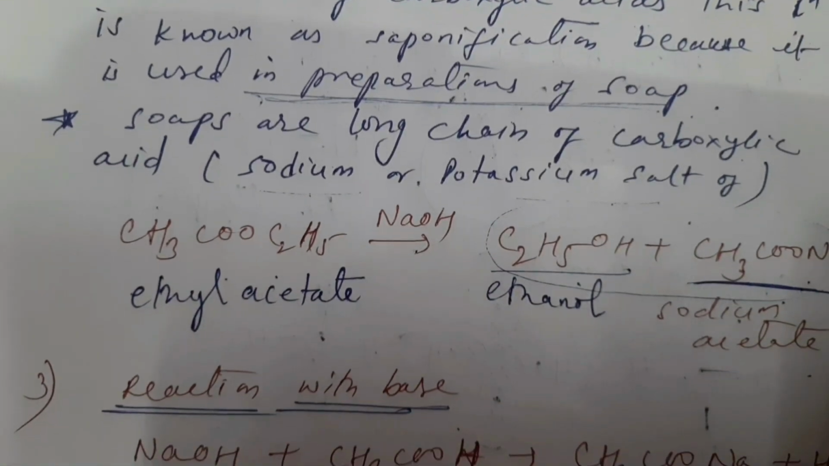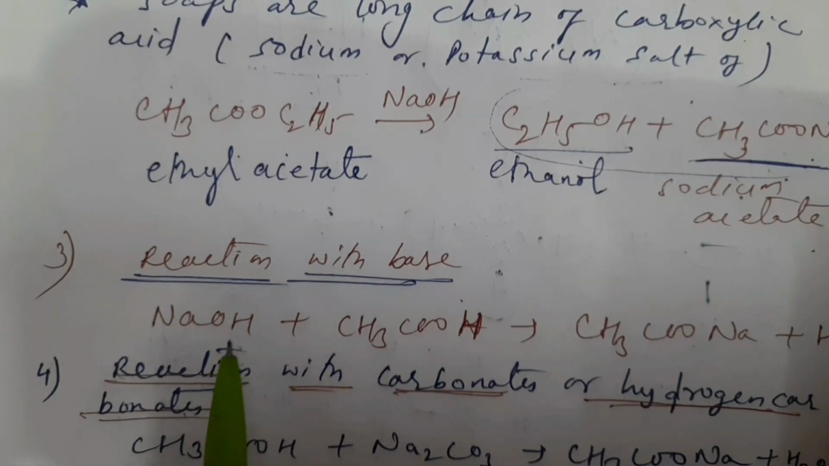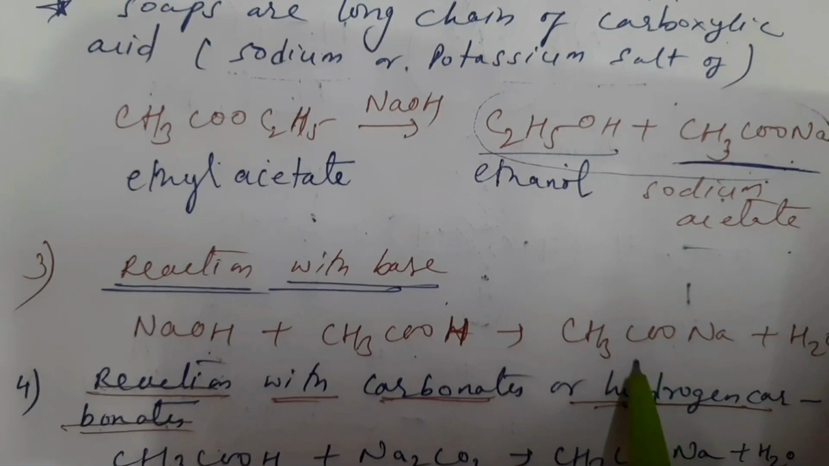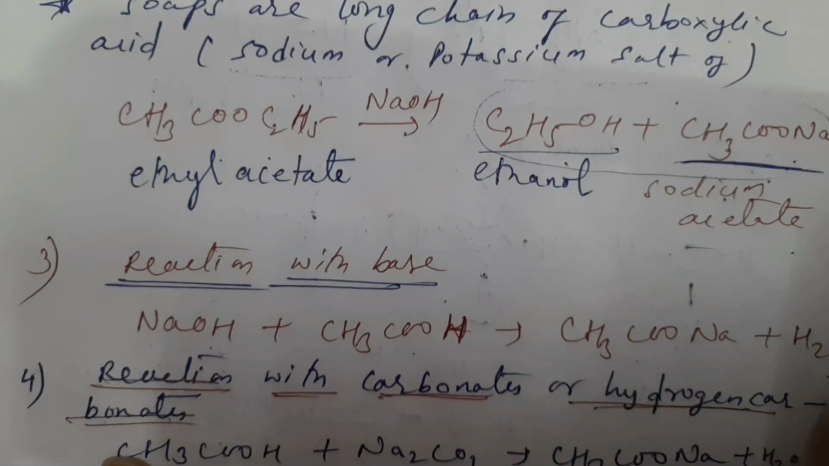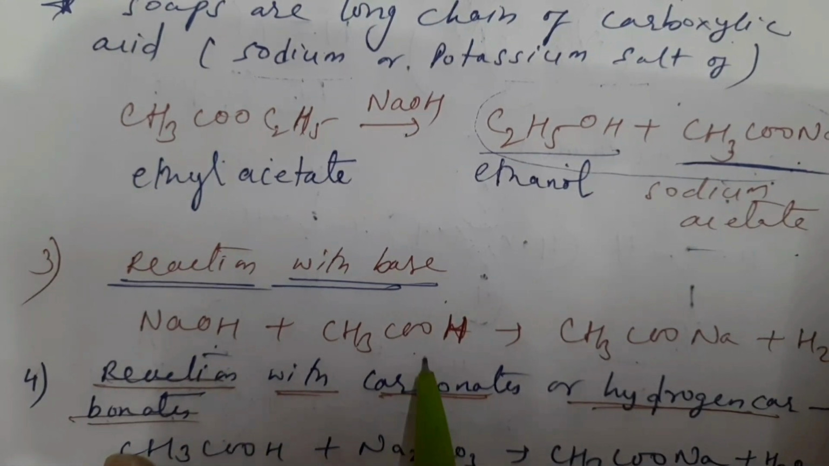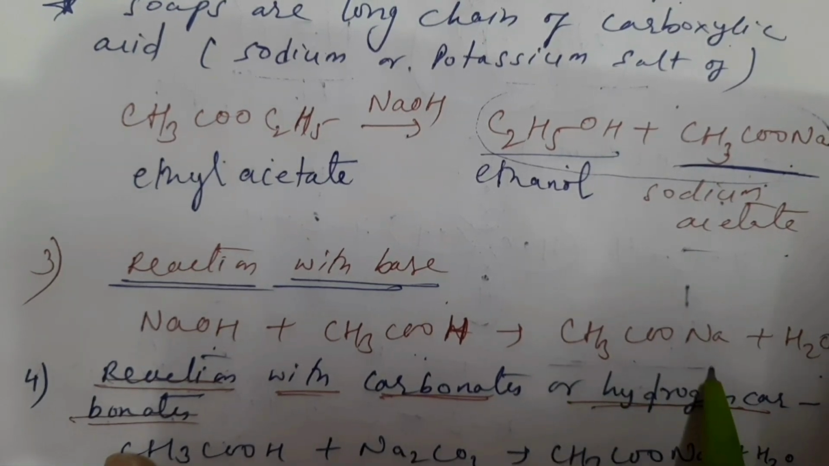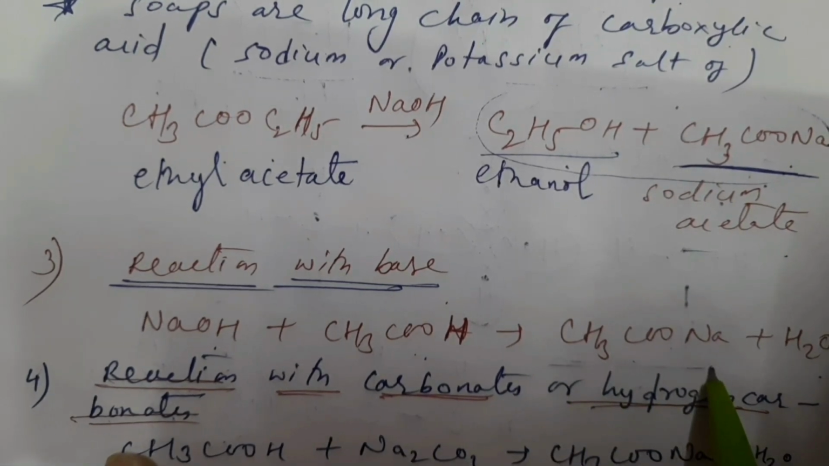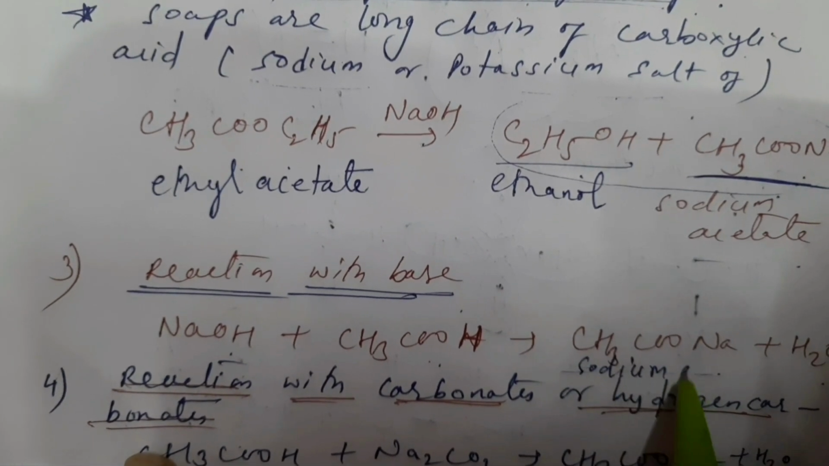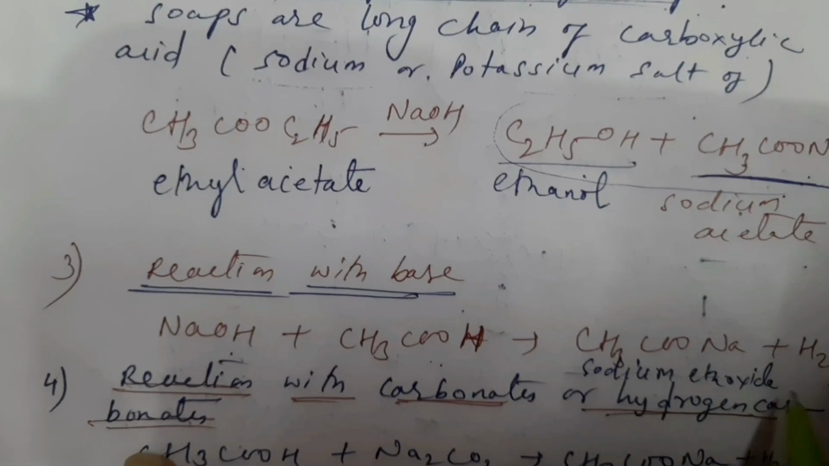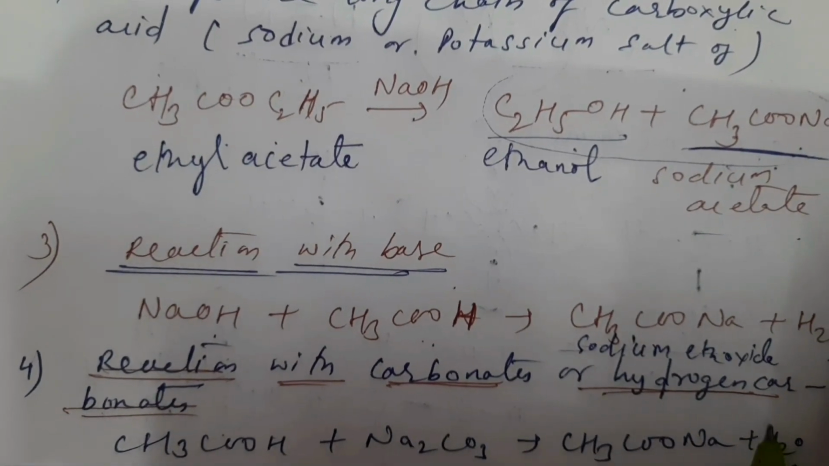Now the next topic is reaction with base. Already we know when acid reacts with base, there is a formation of salt and water. This is the basic reaction we came across in the acid base chapter. So here sodium hydroxide, when it reacts with ethanoic acid, will form the sodium salt of ethanoic acid, or we can say sodium ethoxide, and water is liberated.